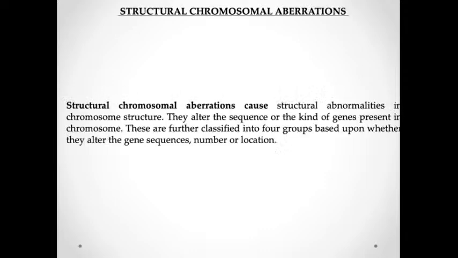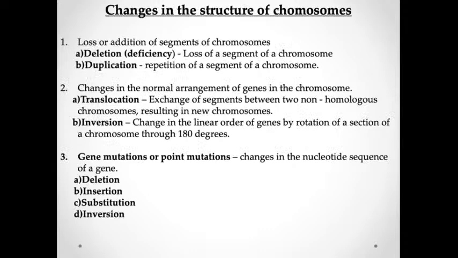Now comes the last part, structural chromosomal aberrations. They cause abnormalities in the chromosomal structures. They alter the structure and the kind of genes present in the chromosomes. These are further classified into four groups based on whether they alter the gene sequence, number, or locations. So there is loss or addition of segments of chromosomes. Deletion is the loss of a segment of a chromosome.